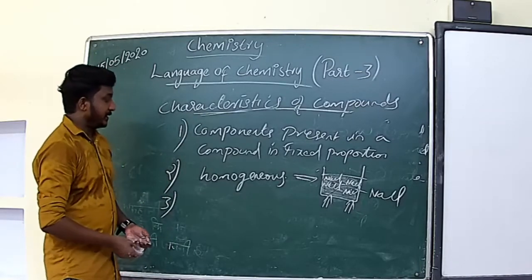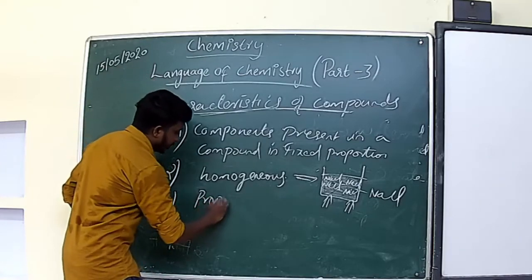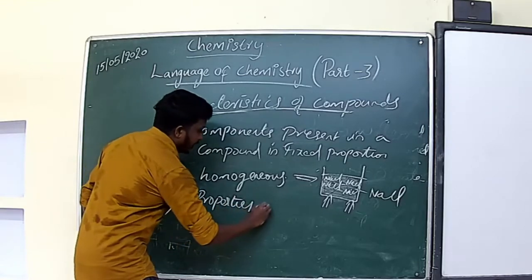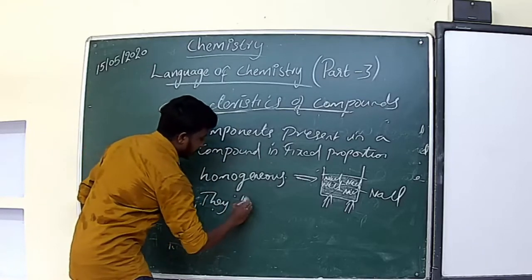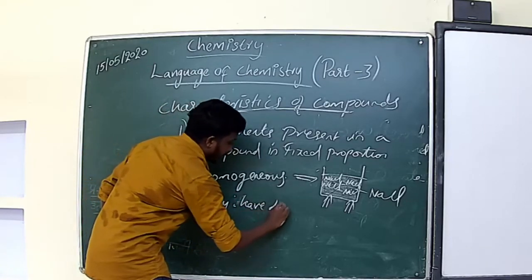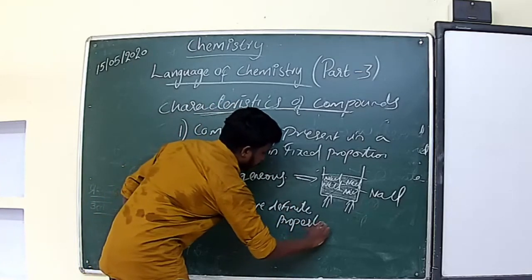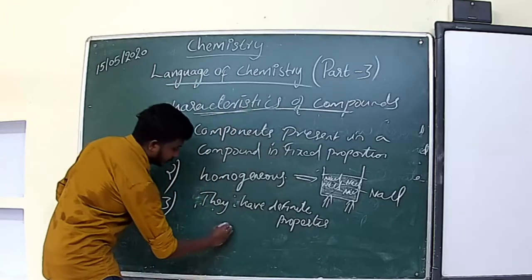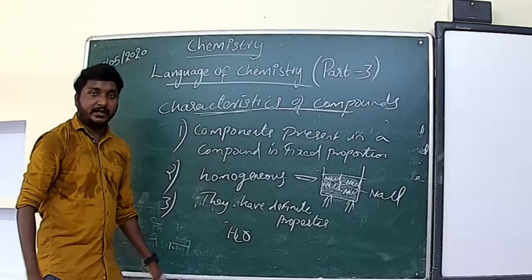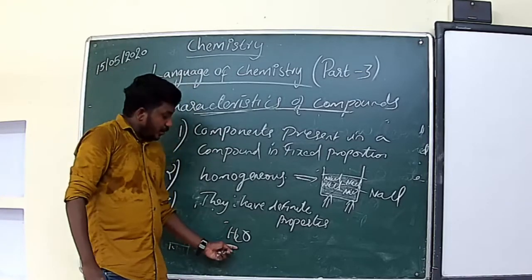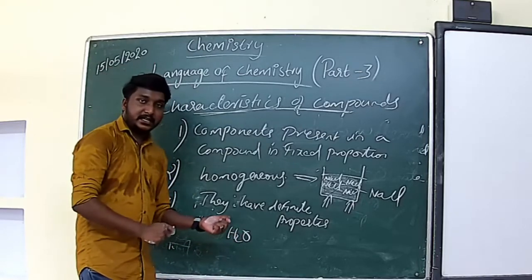Next, the properties of compounds are different from their elements. They have definite properties. For example, you can take water. Water is a compound, right? H2O is a compound. So H2O has a definite property and its elements have other properties. For example, we know hydrogen is highly inflammable.